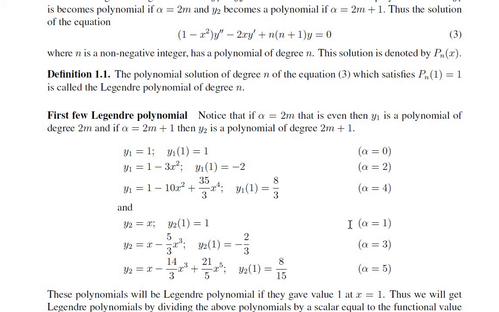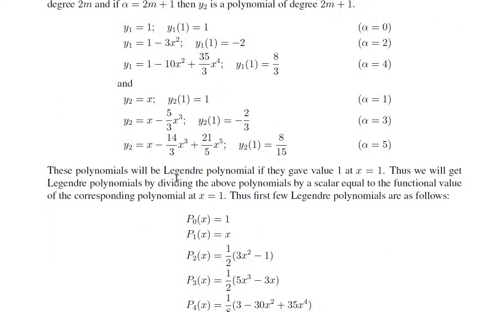We have also seen a few for odd alpha. Alpha equal to 1, y2 equal to x, and alpha equal to 3, y2 equal to this. But these are not called Legendre polynomials; these are actually just solutions. We have also known that if the differential equation is linear, then if y1 is a solution, some constant multiple of that is also a solution.